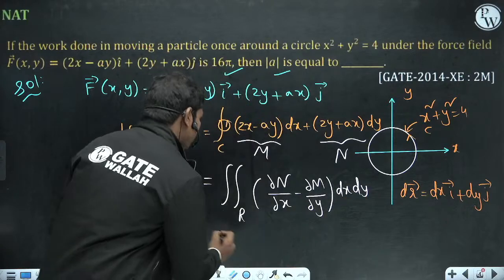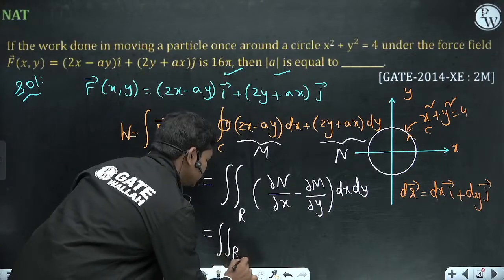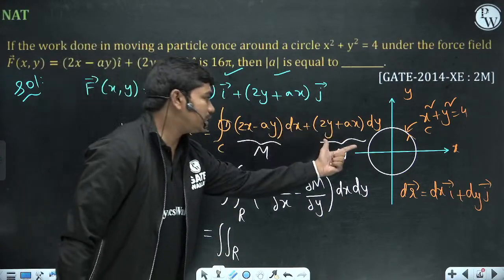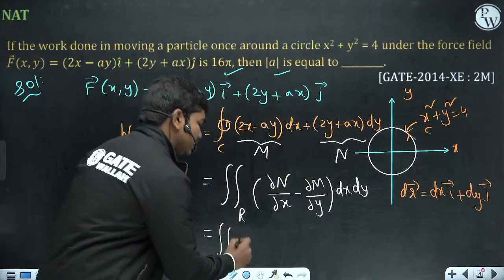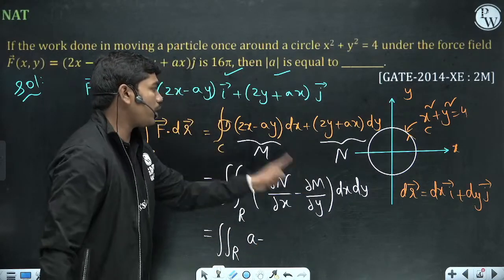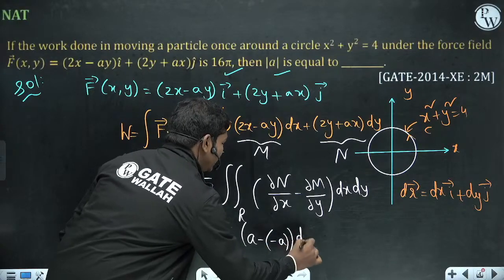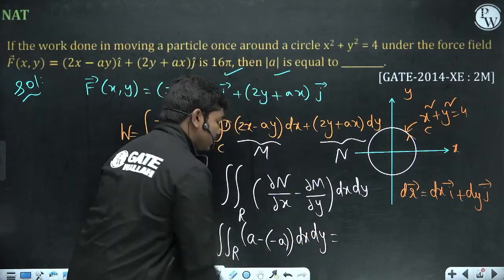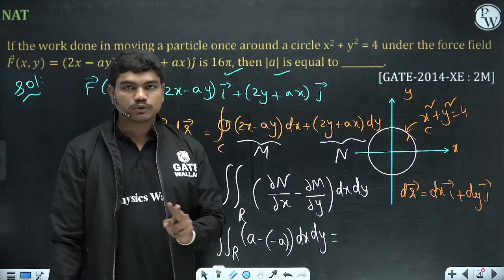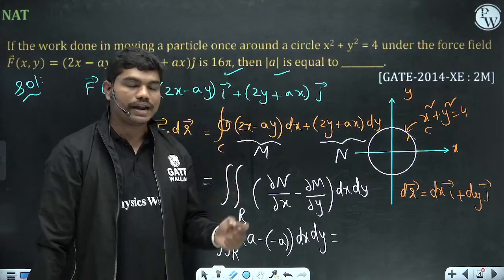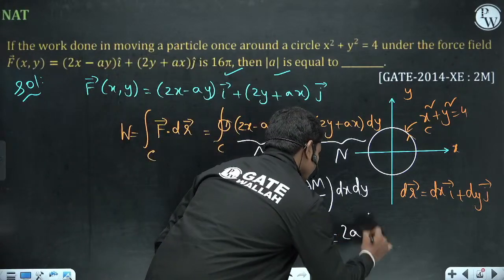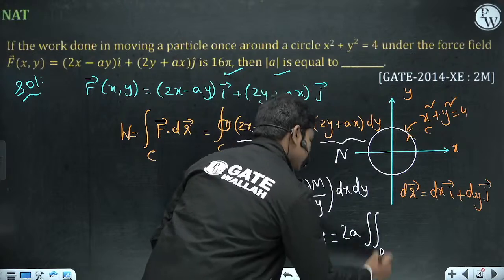Now if you solve it, the integral over the region R of ∂N/∂x, this is the term. ∂N/∂x is nothing but a, and minus ∂M/∂y is minus of minus a, into dx dy. So this is nothing but 2 times a. So 2a is constant. If you take 2a out, it is 2a times the integral over the region R dx dy.